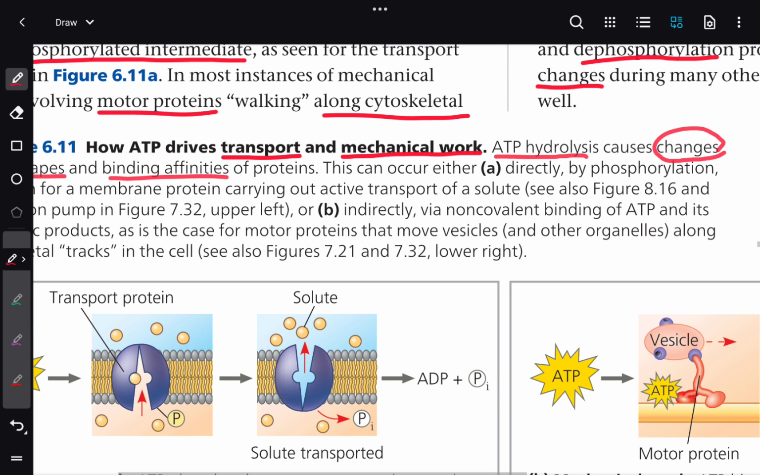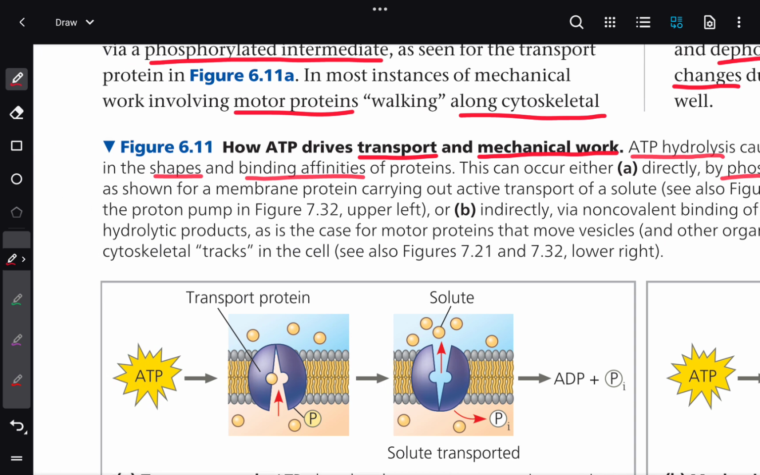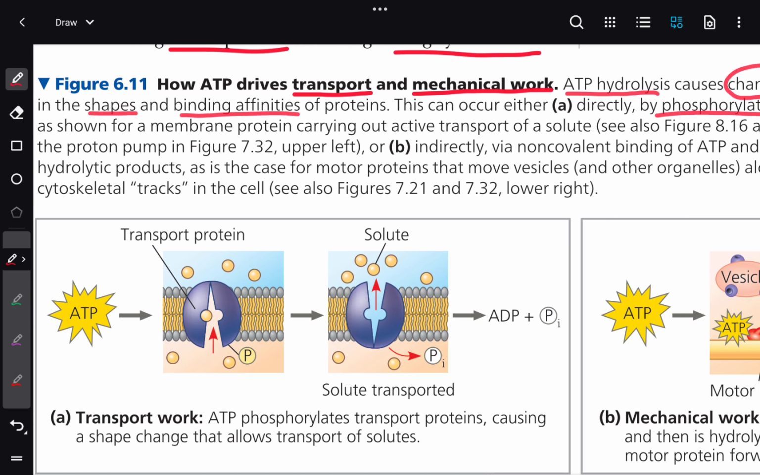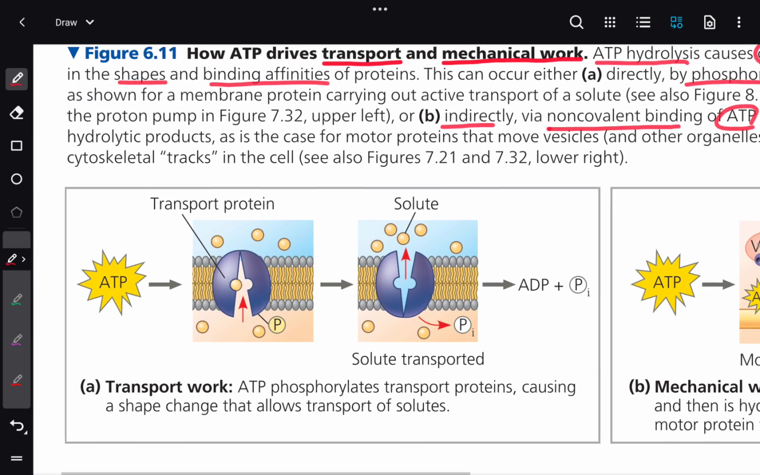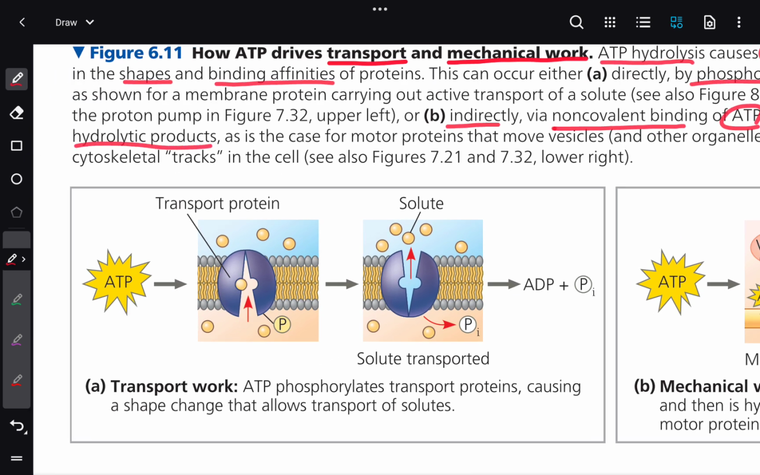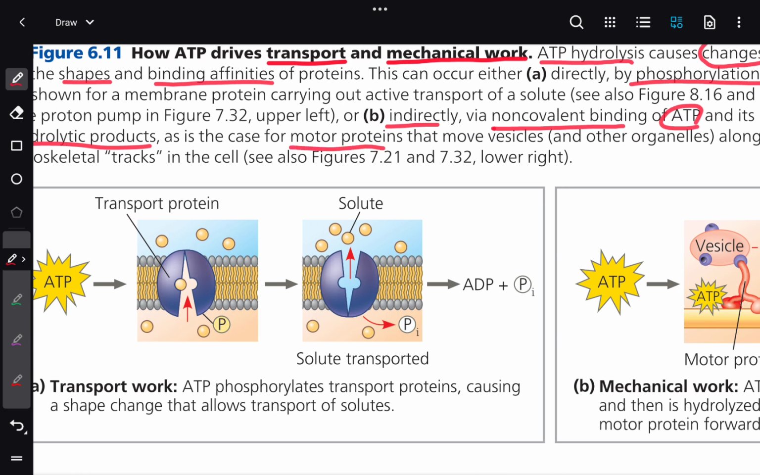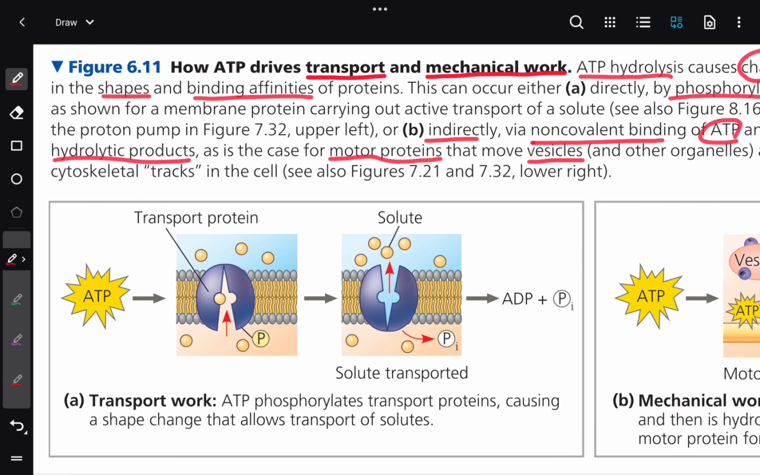Okay. So this can occur either directly, which is called again phosphorylation, as shown for a membrane protein carrying out active transport of a solute, or indirectly by a non-covalent binding of ATP and its hydrolysis products, as in the case of motor proteins moving vesicles, motor proteins in cells. That's the third example of mechanical work, moving vesicles along the cytoskeletal tracks in the cells.